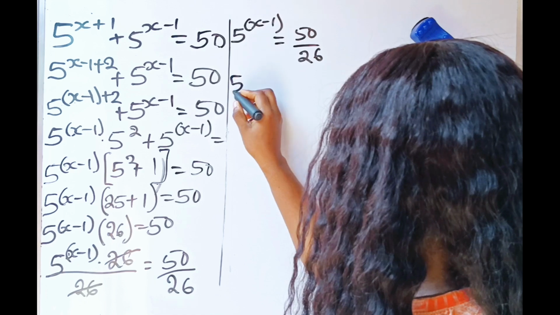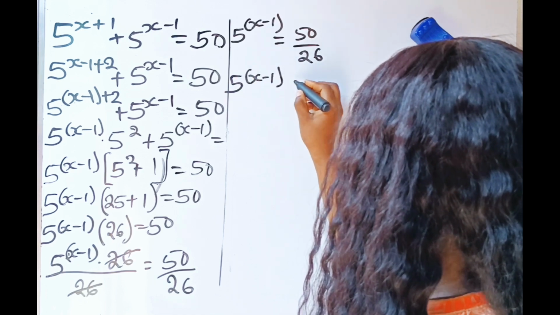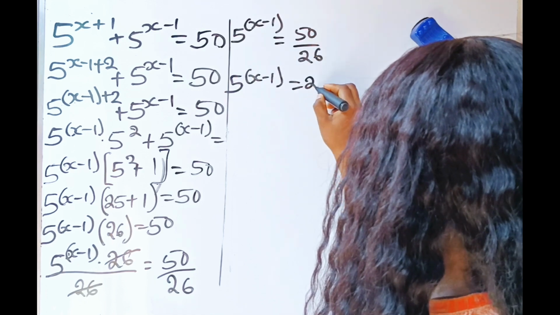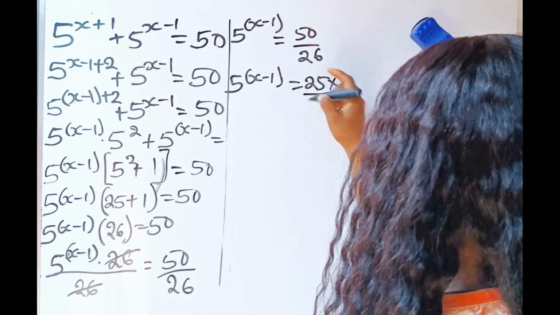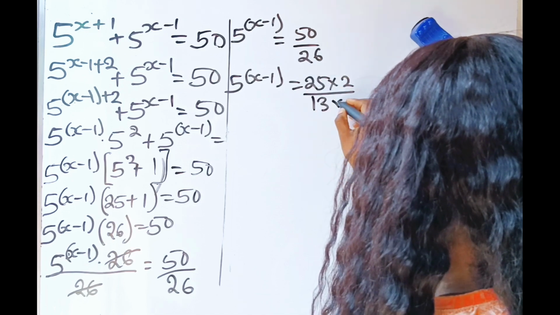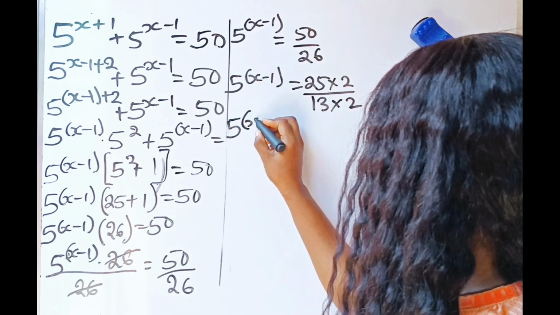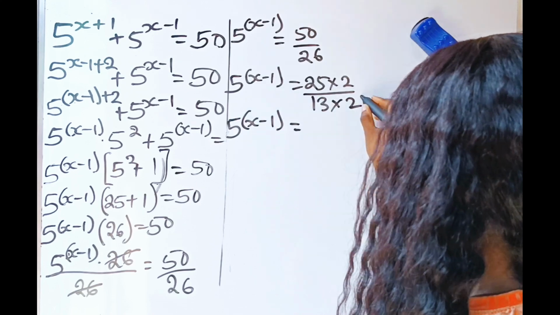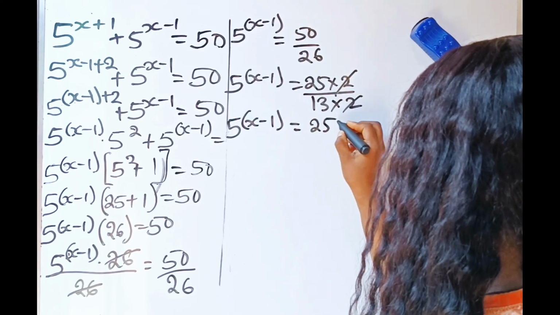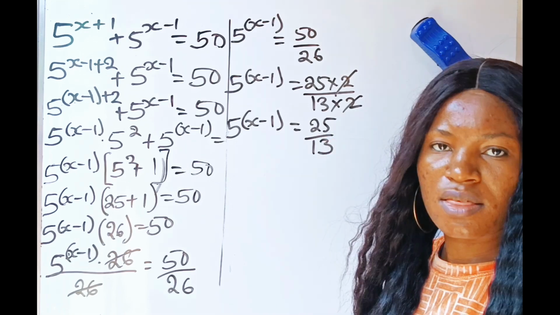So we have 5 to the power of x minus 1 is equal to 50, which is the same thing as 25 times 2, and 26 is the same thing as 13 times 2. All right, so we have 5 to the power of x minus 1 is equal to, this 2 we cancel this 2, so we have 25 over 13.